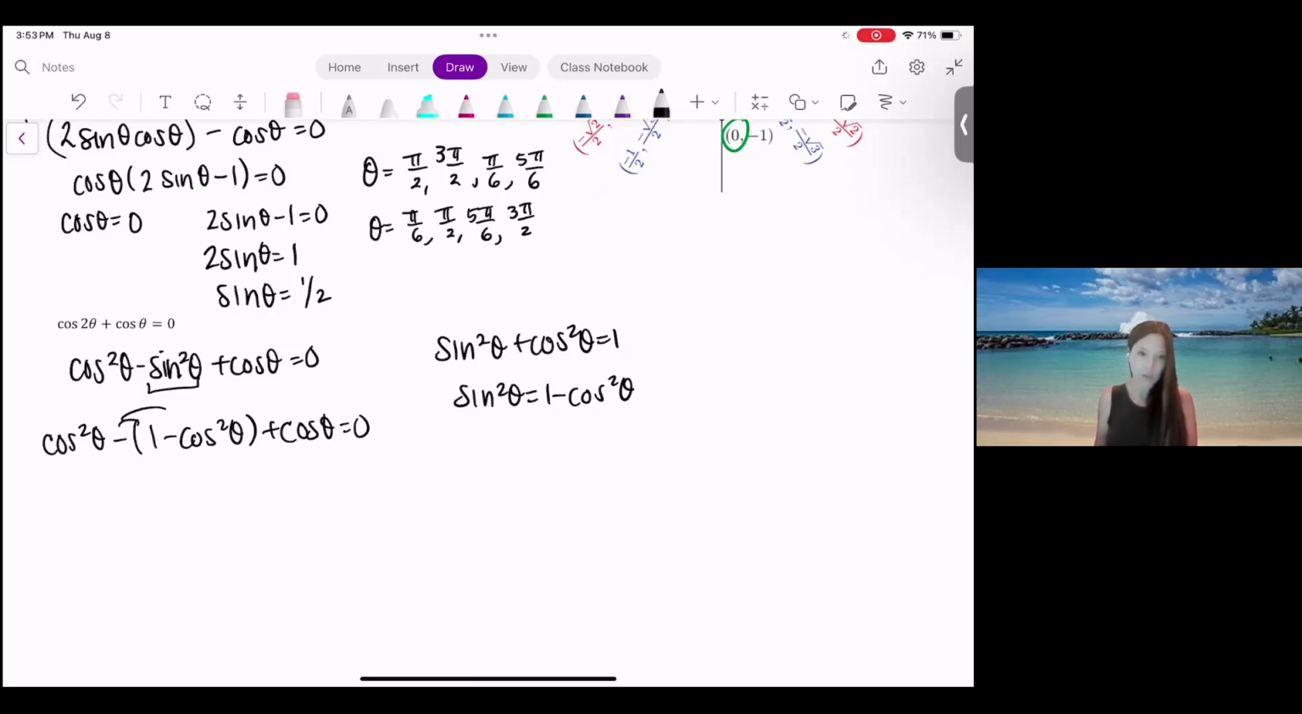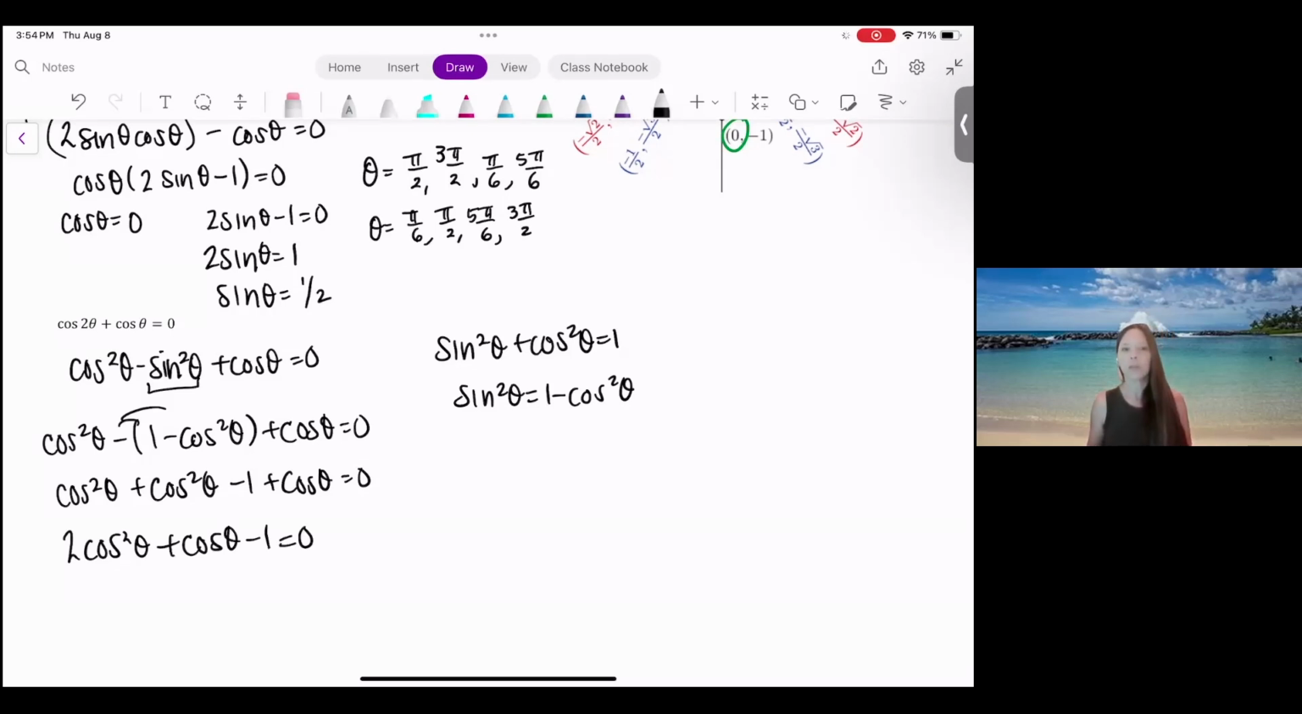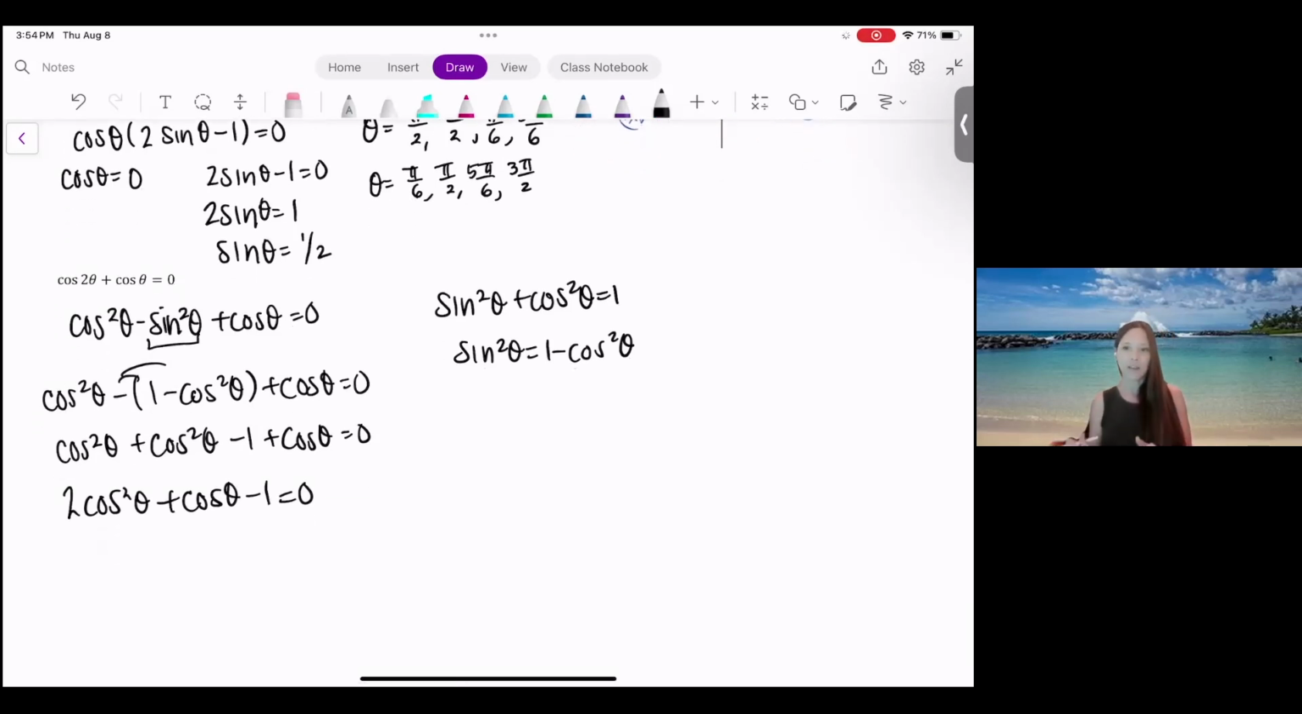That negative needs to get distributed. That means I have cosine squared theta plus cosine squared theta minus 1 plus cosine theta equals 0. Cosine squared theta plus cosine squared theta is 2 cosine squared theta plus cosine theta minus 1 equals 0. This is factorable. Think of this in terms of a quadratic.